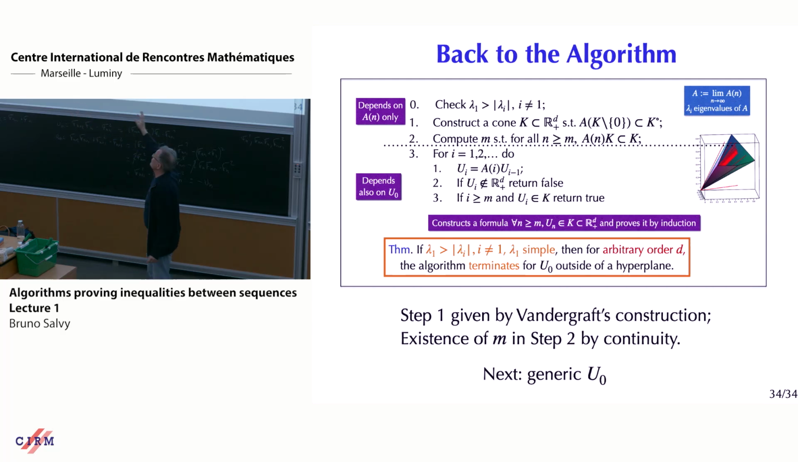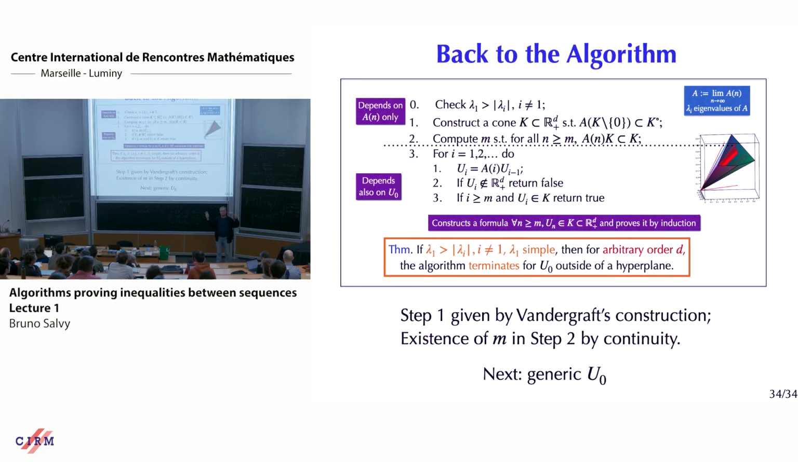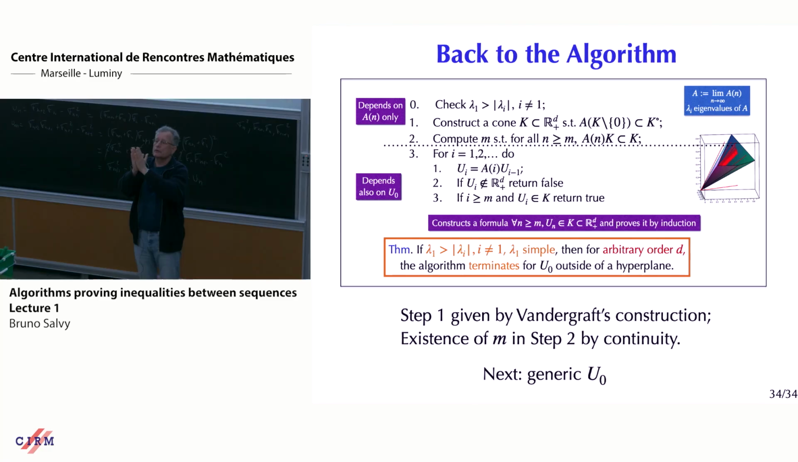For the part that depends on the matrix only, constructing a cone, well, you have this Jordan business. We'll see tomorrow that we don't need the exact Jordan basis. So we can do numerical approximations. Then, of course, you have to worry about the distance between the dominant eigenvalue and the other one. But once this is fixed, you should get polynomial complexity for this part.